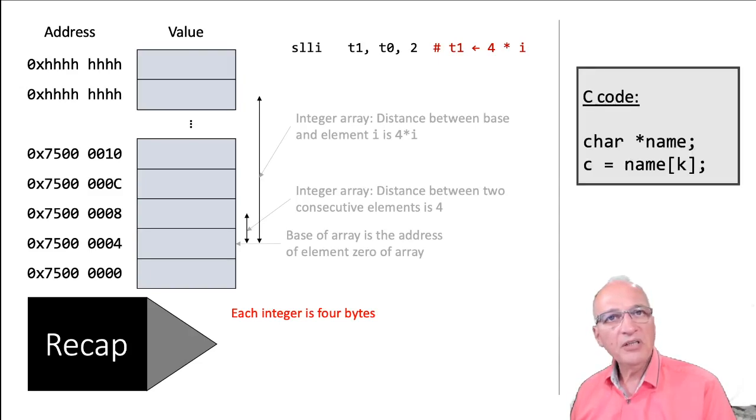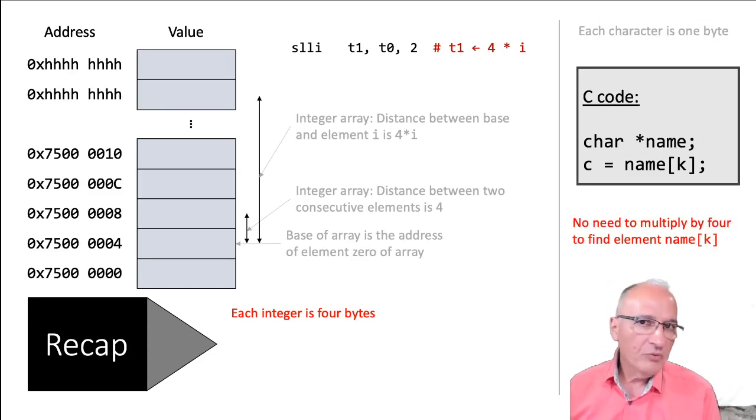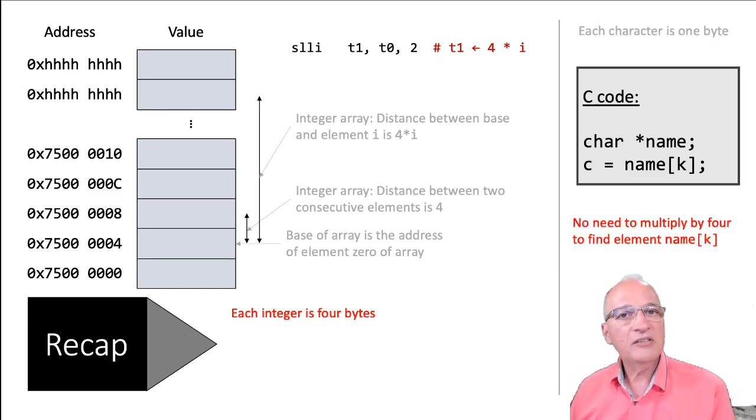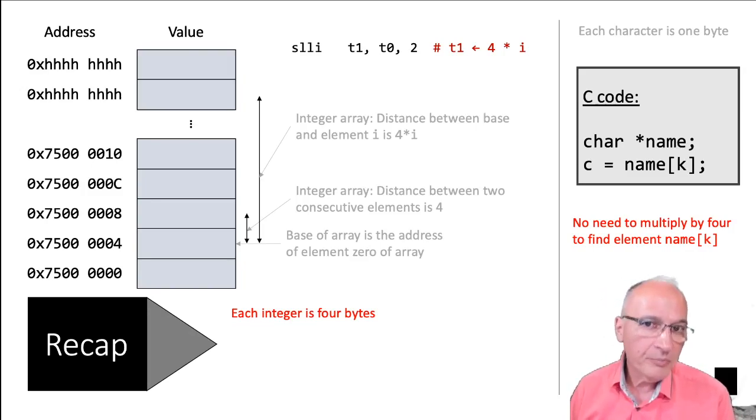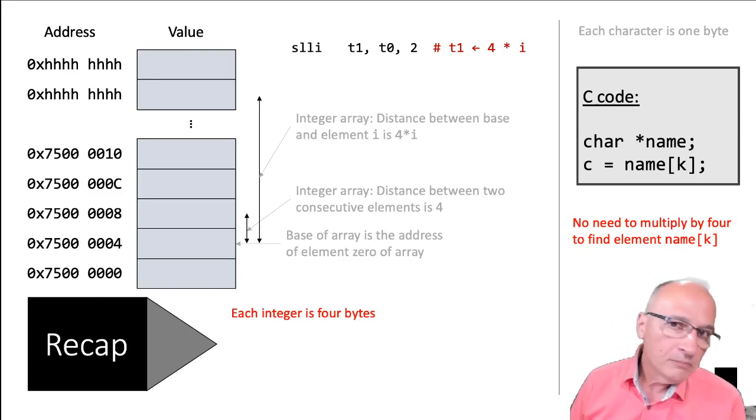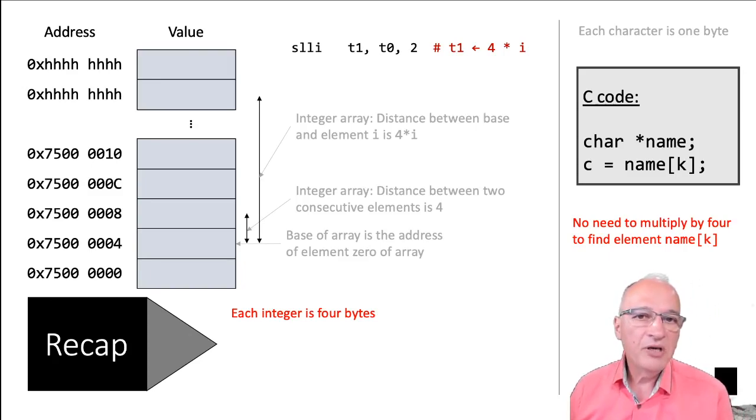We have also seen that I may have arrays of characters. And if I have an array of characters, each character is only 1 byte, and therefore, when I have an array of characters, I do not need to multiply the index by 4 to find the element name sub k, for example. This is what we had for this lecture.